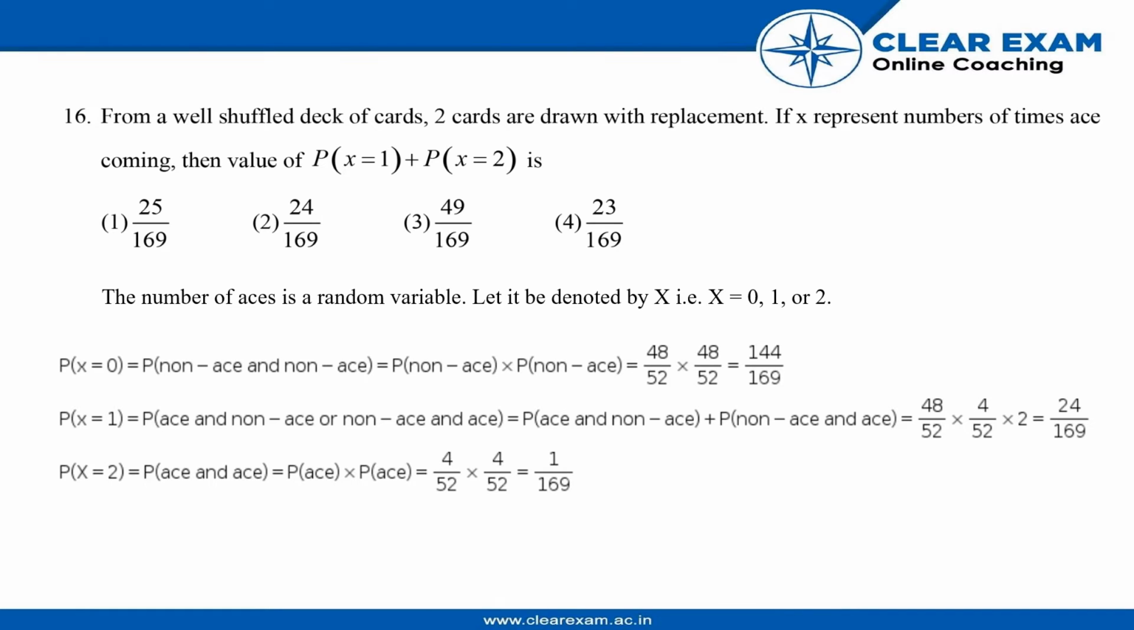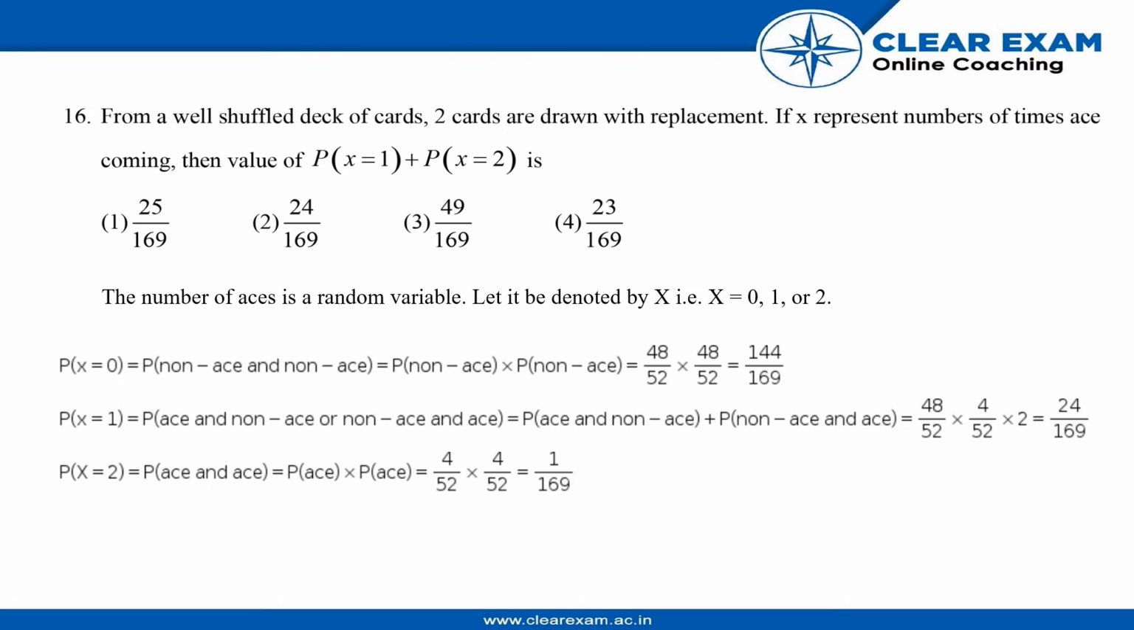From a well shuffled deck of cards, two cards are drawn with replacement. If X represents the number of times an ace is coming, then the value of P(X=1) + P(X=2) is: option first 25 by 169, option second 24 by 169, option third 49 by 169, and option fourth 23 by 169.